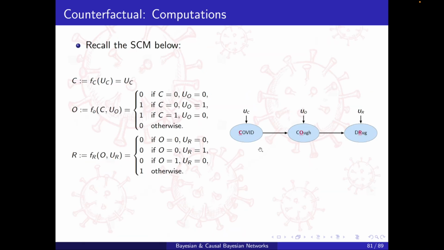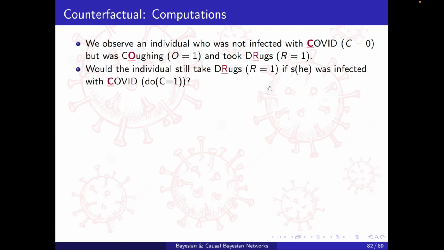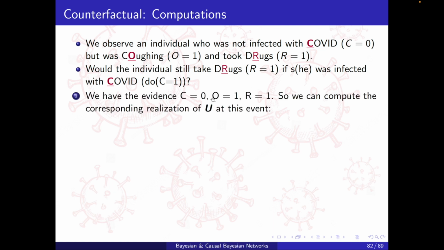How to answer that? Here's an example. We have seen this in the previous sections, the COVID cough drug example. We have the full SCM. The question is as follows. We observe an individual who was not infected with COVID but was coughing and took drugs. Would the individual still take drugs if they were infected with COVID? To answer this, we first look at the evidence. The evidence is C equal to 0, O equal to 1, R equal to 1.